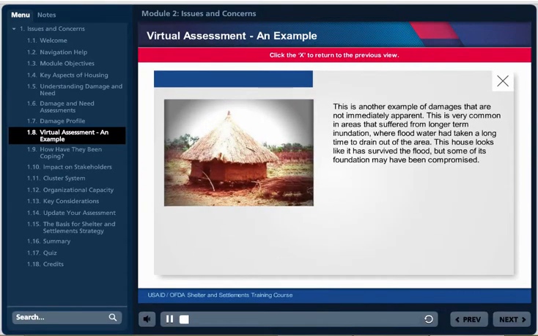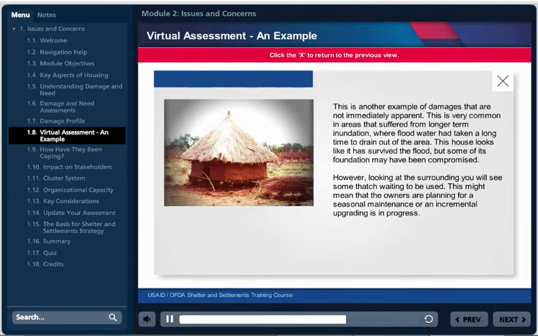This is another example of damages that are not immediately apparent. This is very common in areas that suffered from longer-term inundation, where floodwater had taken a long time to drain out of the area. This house looks like it has survived the flood, but some of its foundation may have been compromised. However, looking at the surrounding, you will see some thatch waiting to be used. This might mean that the owners are planning for a seasonal maintenance or an incremental upgrading is in progress.